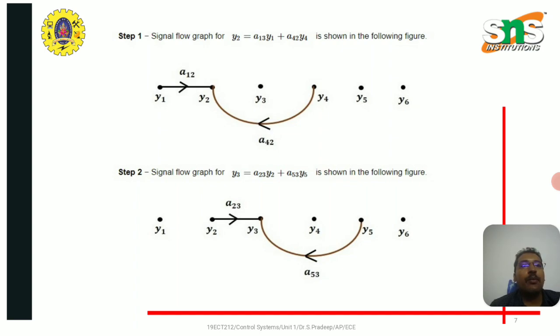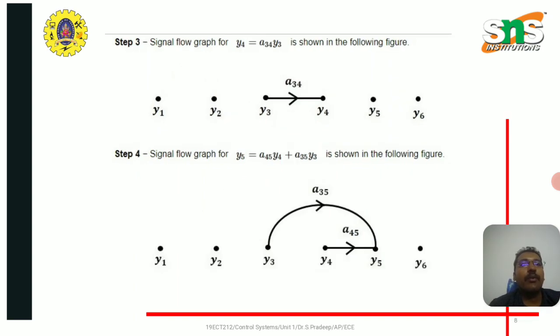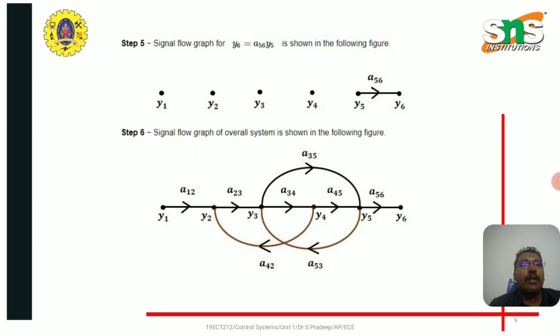Step 2 shows the signal flow graph of y3. Step 3 shows the signal flow graph of y4 equals a34 y3. The signal flow graph of y5 is shown in step 4. In step 5, y6 is given. The signal flow graph of the overall system is shown in step 6.